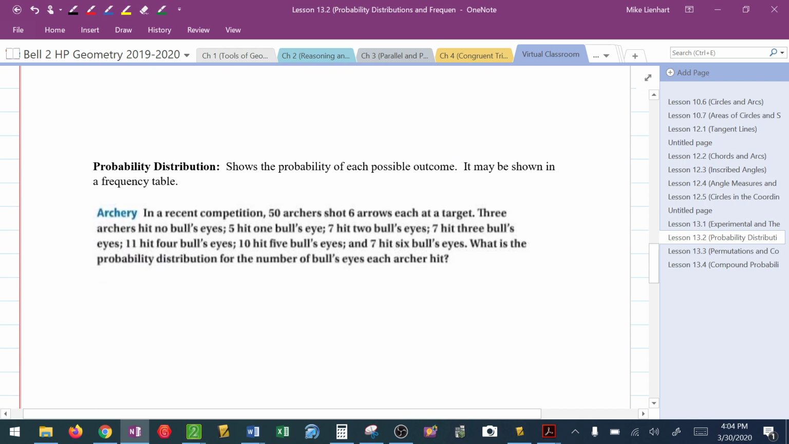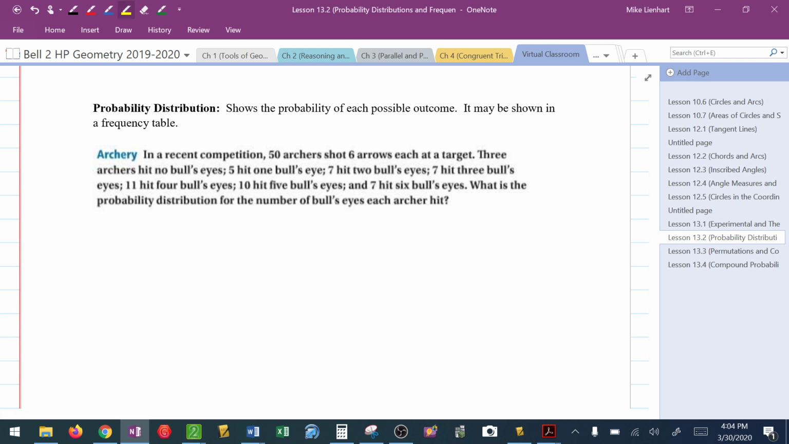All right. Next thing I want to talk about is this idea of what's called a probability distribution. This is where they're going to describe for you an event. And from that description, I have to first organize it into a frequency table, and then secondly, show what the probability distribution is for each of the different scenarios.